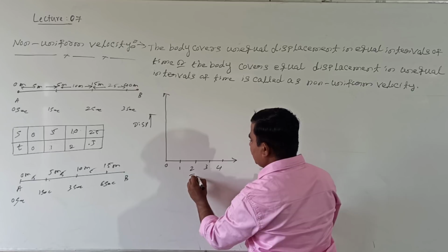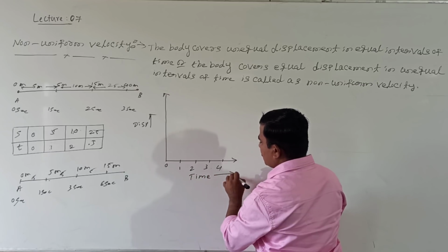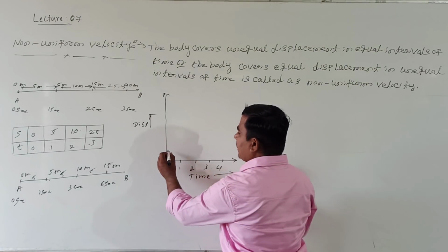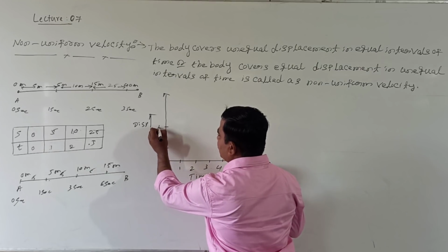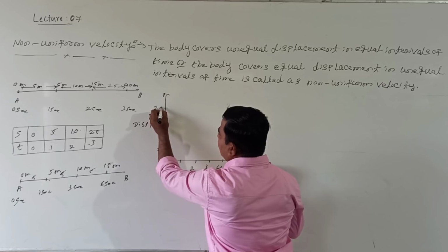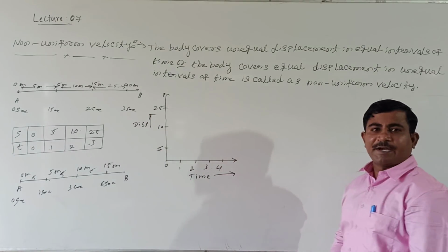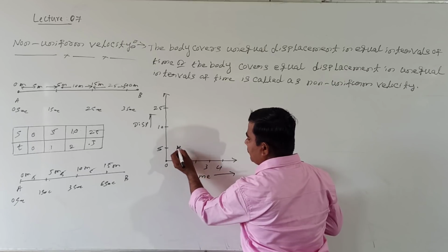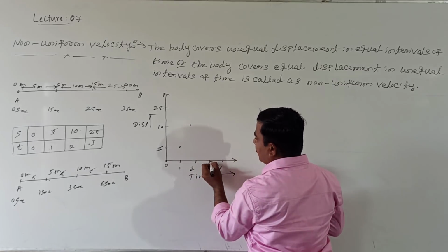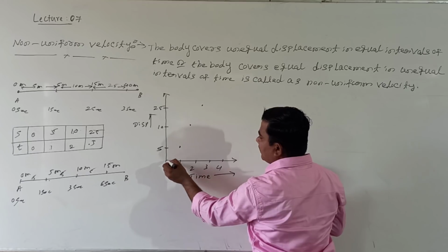4 seconds I will see. Displacement I will take. How much displacement here? Here 5 meter. Here how much? 10 meter. Here how much? 25 meter. How is the graph? For 0 it is 0. For 1 second 5, for 2 second 10. For 3 seconds how much? 25. How may the graph be possible?